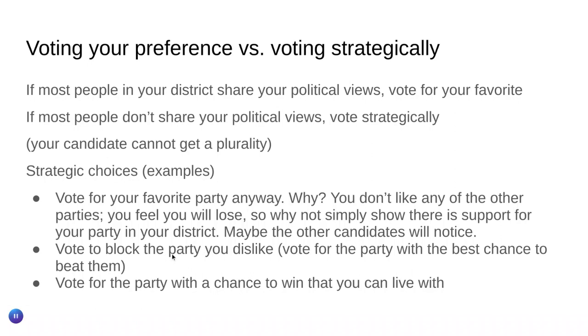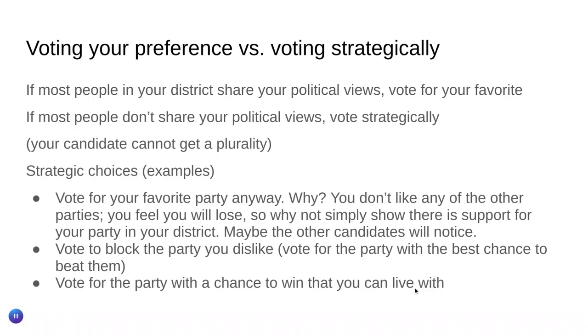Or let's say that you are a Liberal Democrat and you really dislike the Labour Party. Then maybe you want to vote to block the Labour Party from winning. You're not going to vote for the Lib Dems because you want to use your vote more strategically. So maybe you vote for the Conservative Party to block Labour from winning. Or maybe you're a Liberal Democrat and you like the Conservatives okay, but you're not crazy about them, and so maybe you vote for them because you can live with that party.